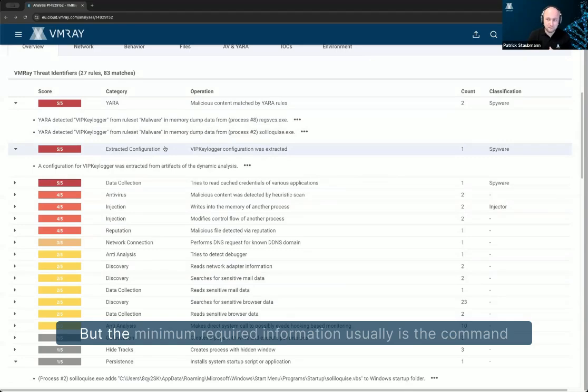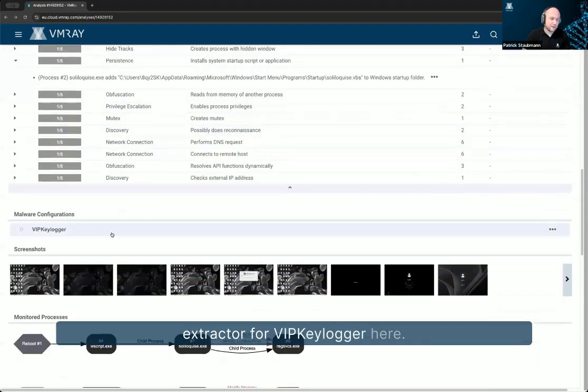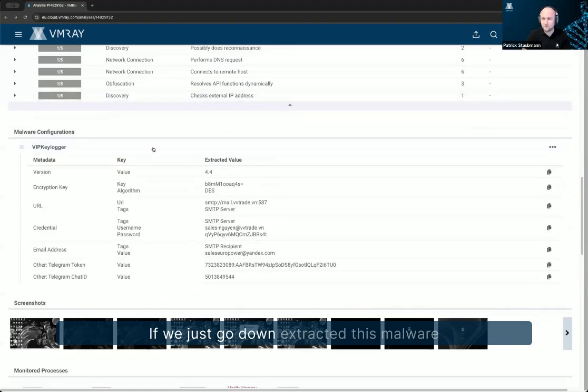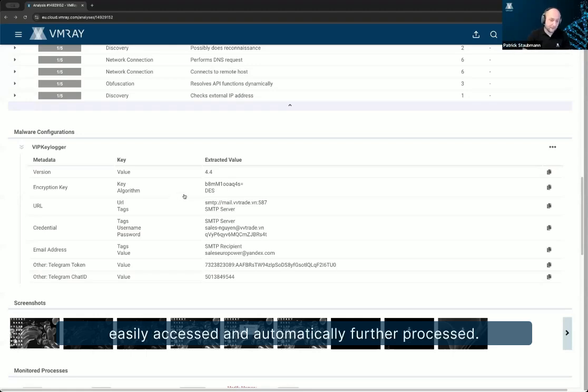But the minimum required information is usually the command and control server, also known as an IOC. That's very, very relevant when it comes to TI. In this case, the VMRay config extractor for VIPKeylogger, if we just go down, extracted this malware configuration that's usually obfuscated and/or encrypted. So we find the location where this is stored, extract and decrypt all this information, then present it nicely in the analysis report. Of course we also have this in the analysis archive in a JSON file format, so that it can be very easily accessed and automatically further processed.